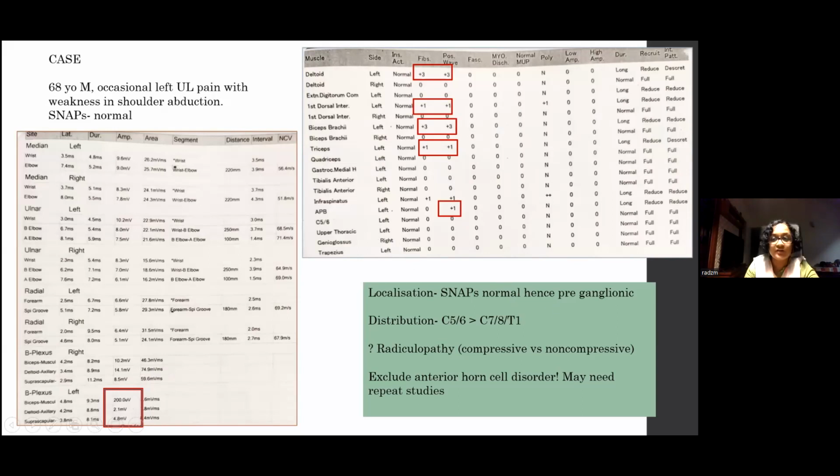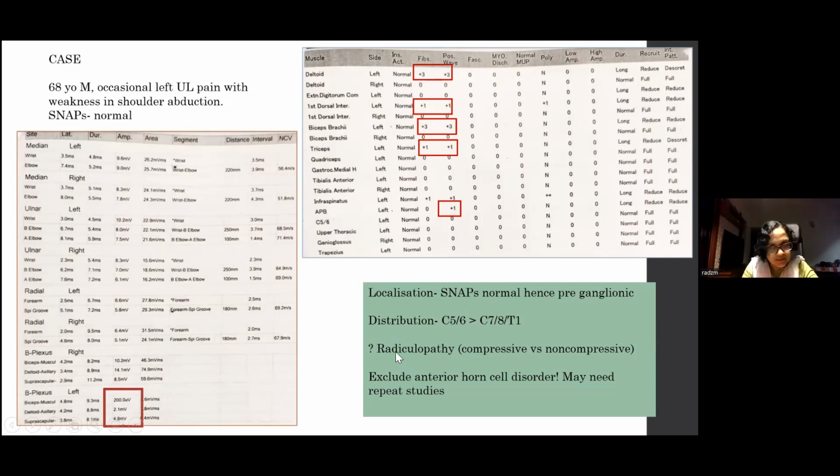So when you say preganglionic, remember, because we are discussing radiculopathy, we have a tendency to think it's radicular root, but preganglionic also includes anterior horn cell. In the other two cases, we had clear radicular symptoms, so we could confidently say that sounds more like radiculopathy, and the denervation was very localized. But here, denervation is a little bit more distributed, not so localized. There is C5, C6 denervation, there is some C7, C8, T1, and what we see in C5, C6 seems to be more chronic, while C7, C8, T1 seems to be more acute.